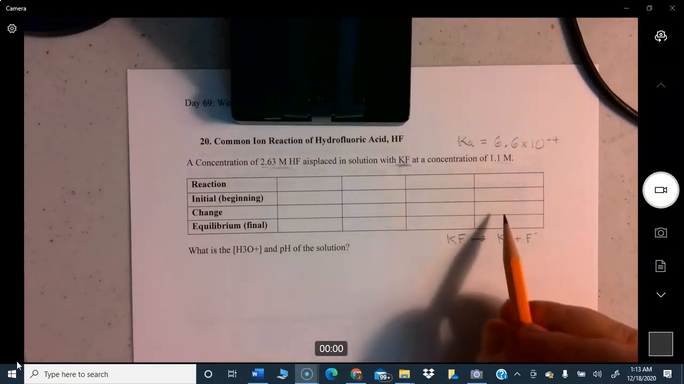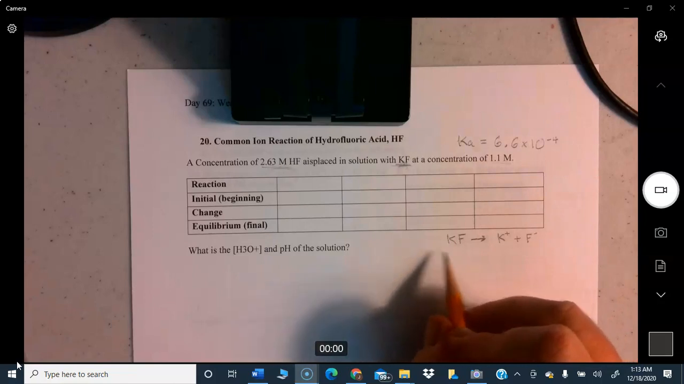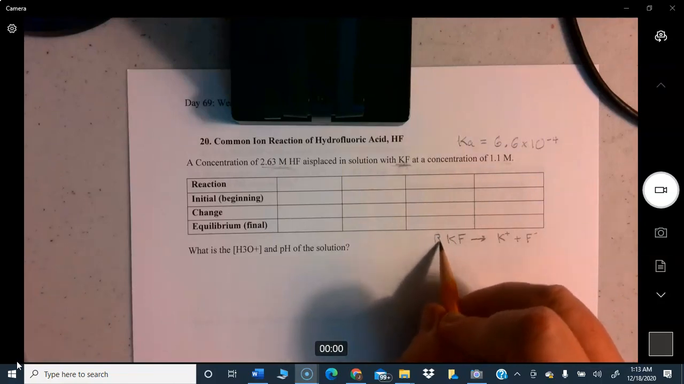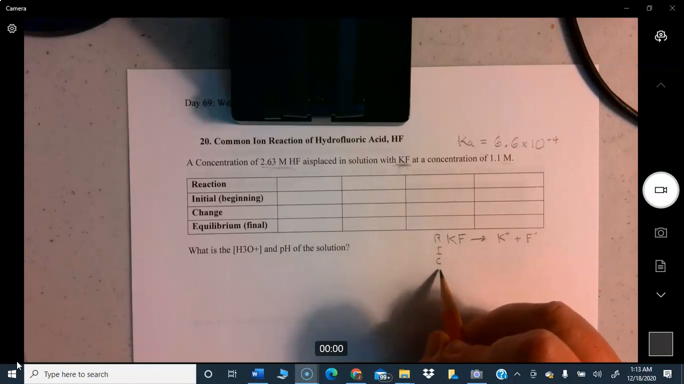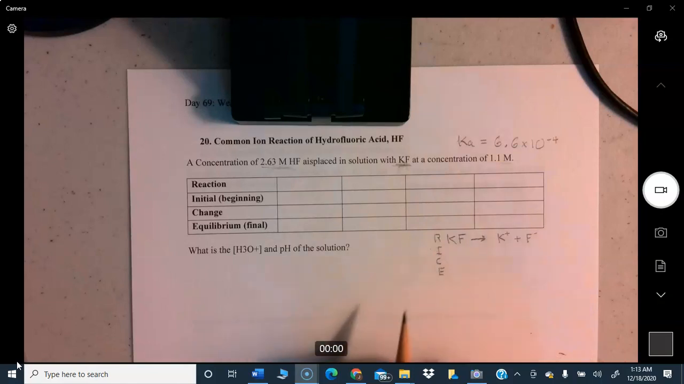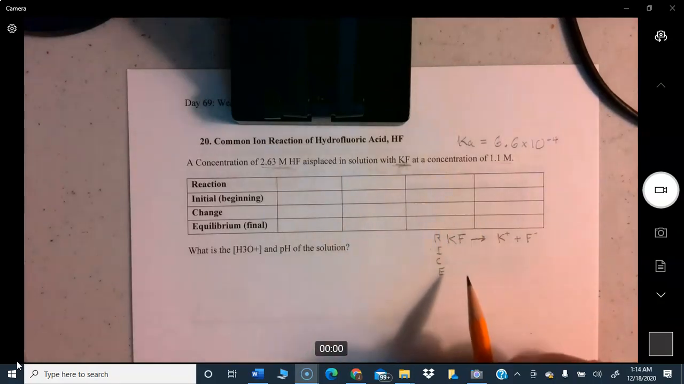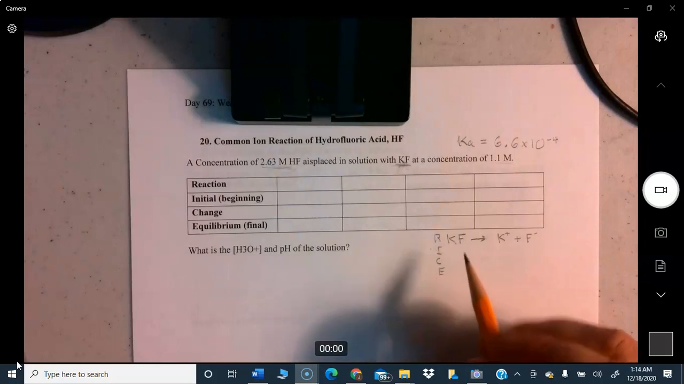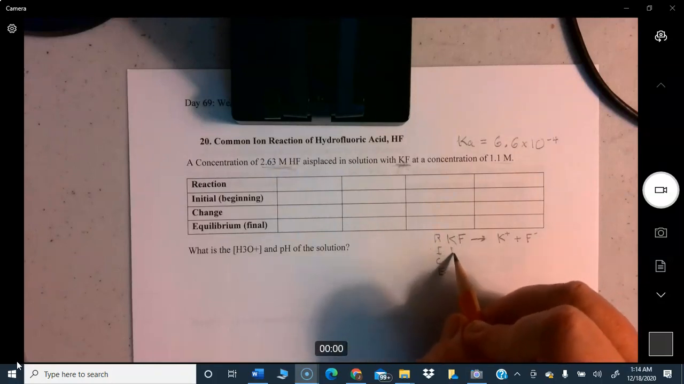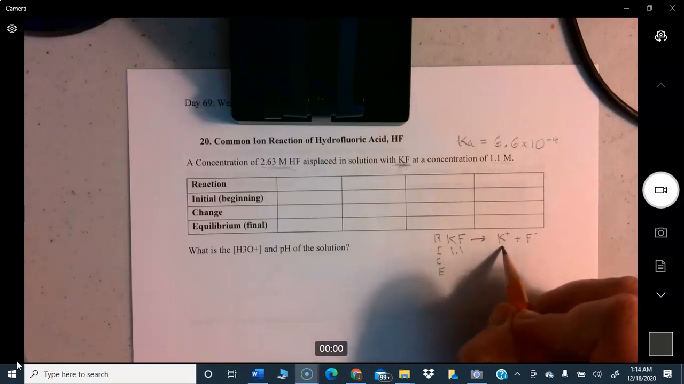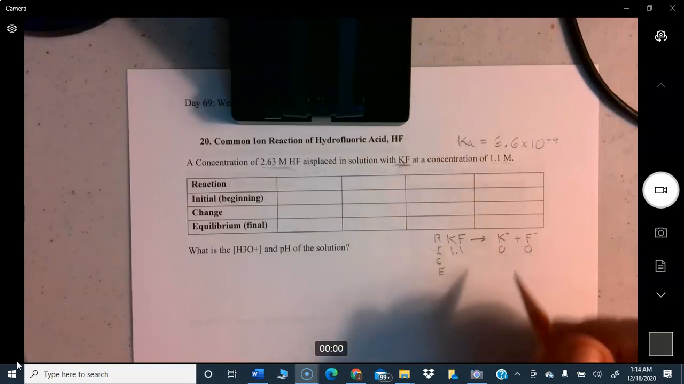Okay, so we're starting off with 1.1 molar. So let's just write it. This is RI. Again, this is how you can just write a RICE table. It doesn't have to be complicated and have all kinds of squares there. Just write it like that. So this is going to be 1.1. And over here you start off with 0 here and 0 here.